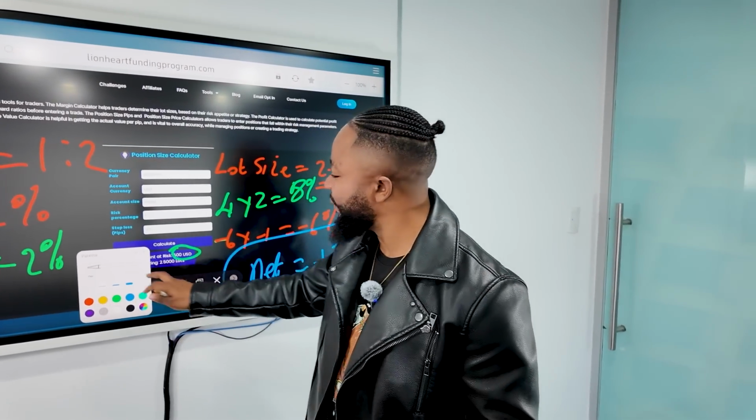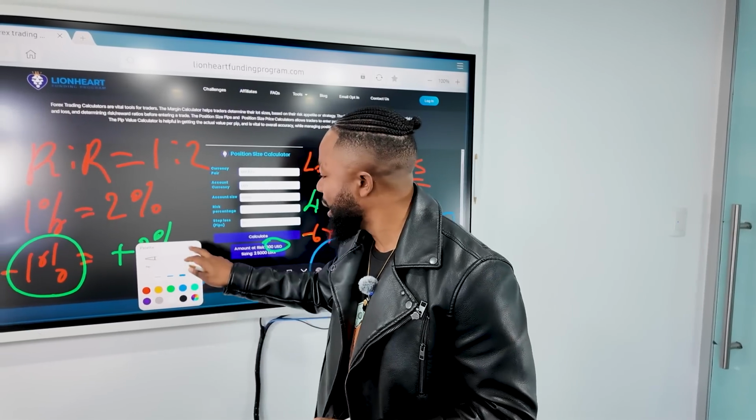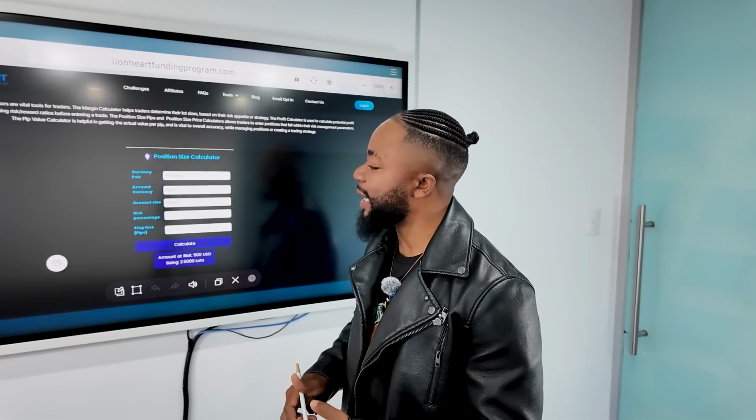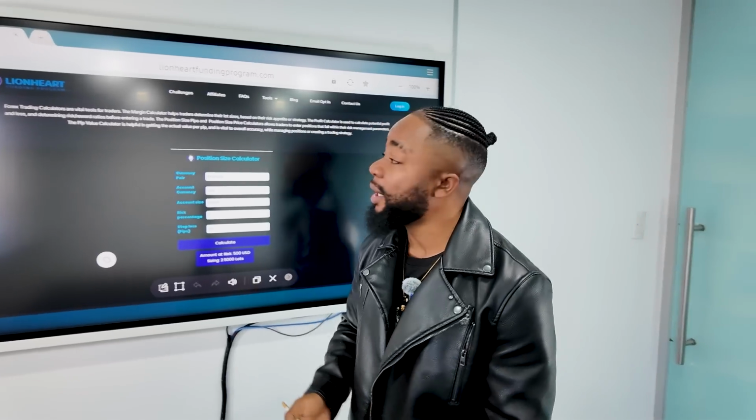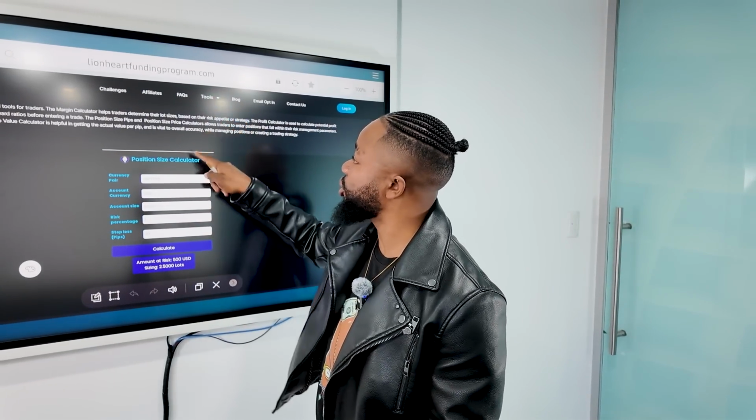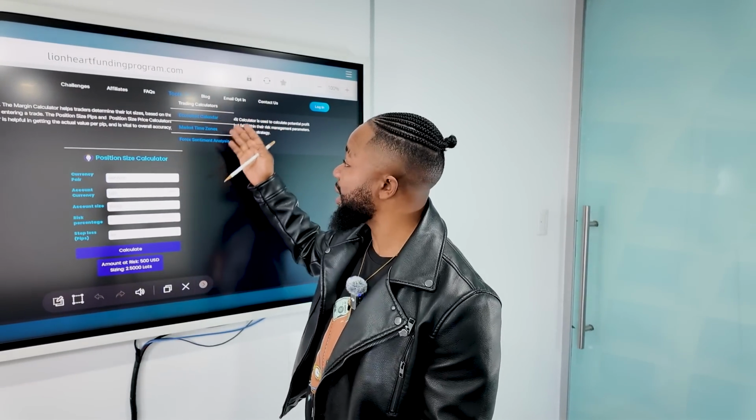So this tool is very awesome. And there is no way you can trade in the market without having this particular tool. And like I said, just go online, hard funding program. Then you go under tools and you can see position size calculator or trading calculators.